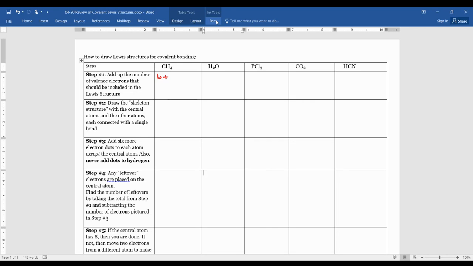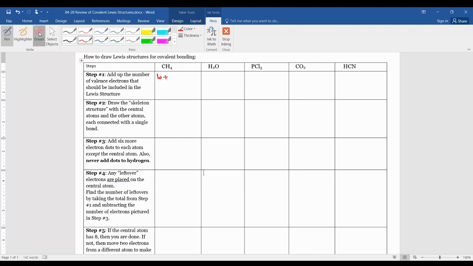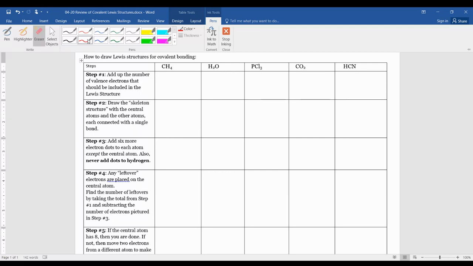So we are going to review drawing Lewis structures today. This is something that you've already done in the bonding unit. We are revisiting this because we'll be drawing Lewis structures to find out the number of bonds to calculate bond energy. So we'll begin with methane, CH4, and I suggest if you don't have a periodic table handy, take that out because you're going to need that today.